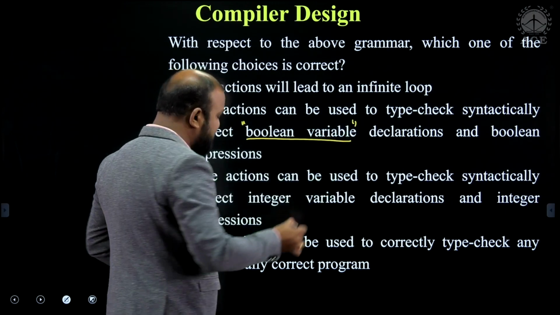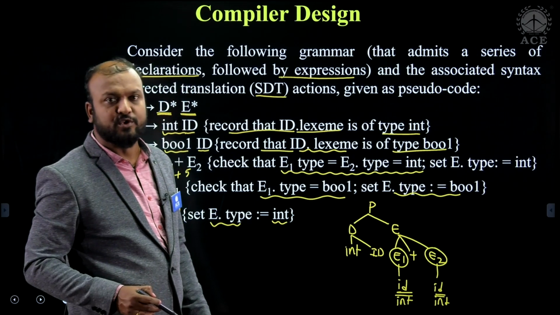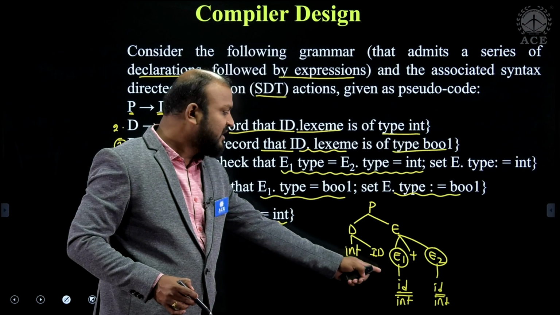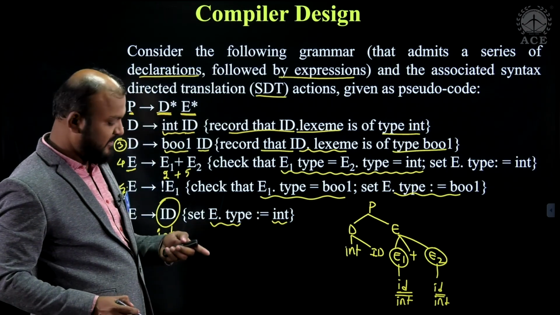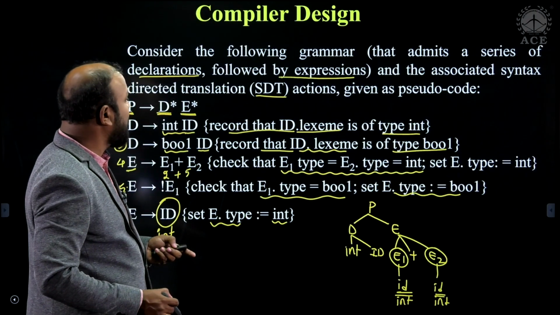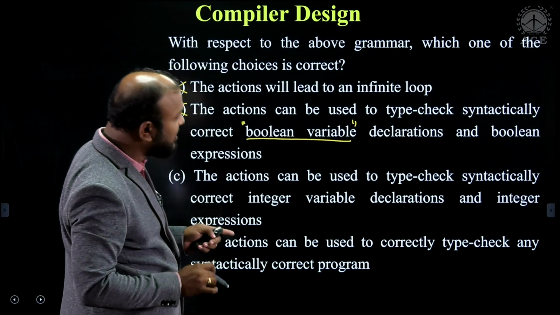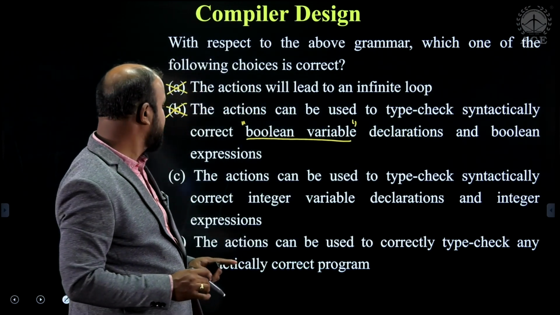Here, when you observe the parse tree, are you getting any Boolean variables as the leaf nodes? No. Why? Because the identifiers, whatever you see in the leaf, are of type integer, not of the type Boolean. So option B is incorrect. Why? Because it is not going to type check the Boolean variable declarations.